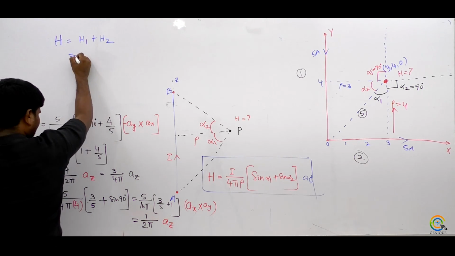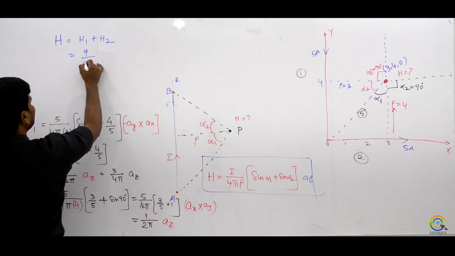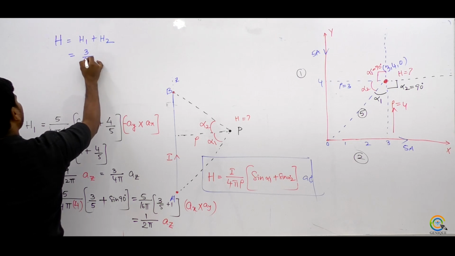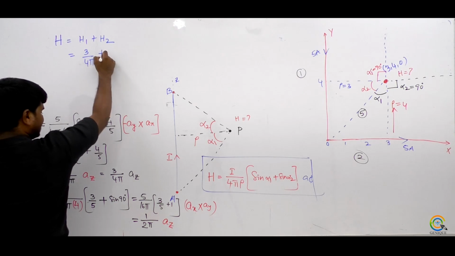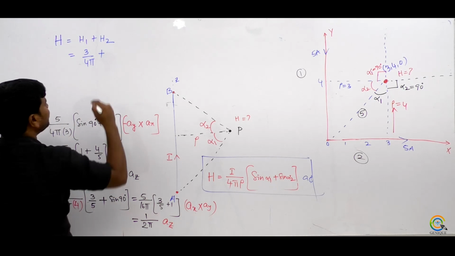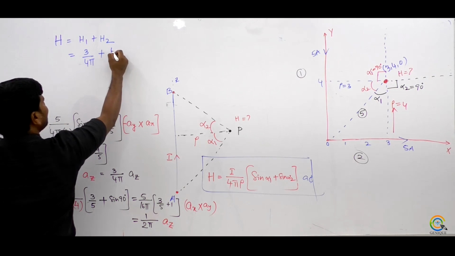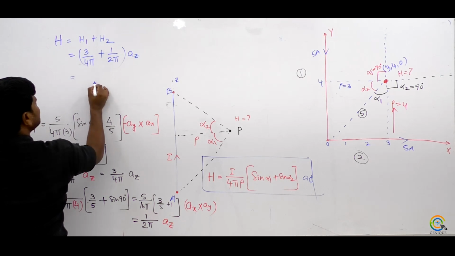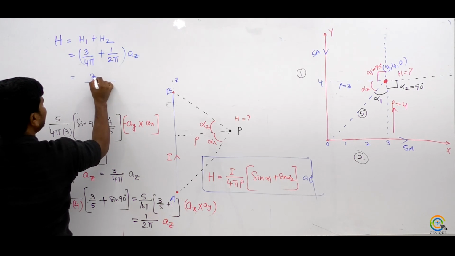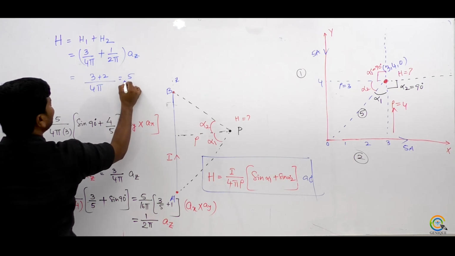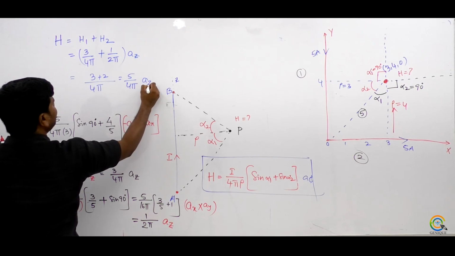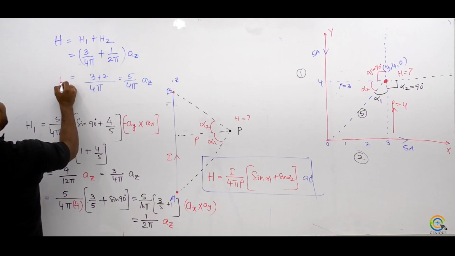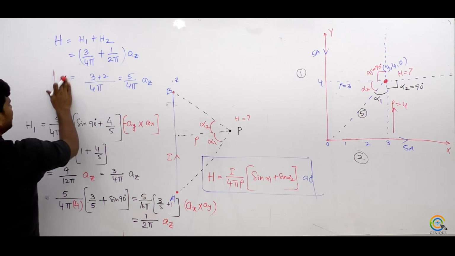What is H1? This will be equal to 9 divided by 12 pi, which is 3 divided by 4 pi Az, plus 1 divided by 2 pi Az. So no need to bother, you can directly add these. This is 4 pi, this is 3 plus 2, so 5 divided by 4 pi Az. So this is the final answer.